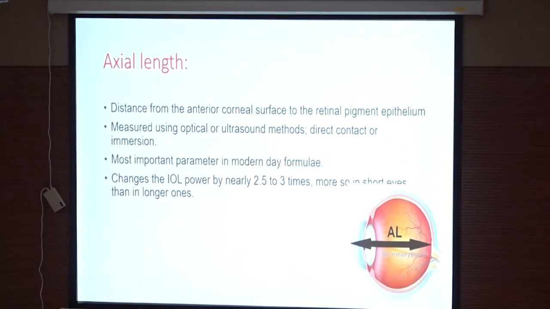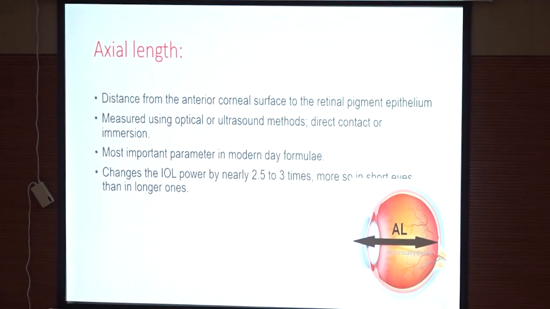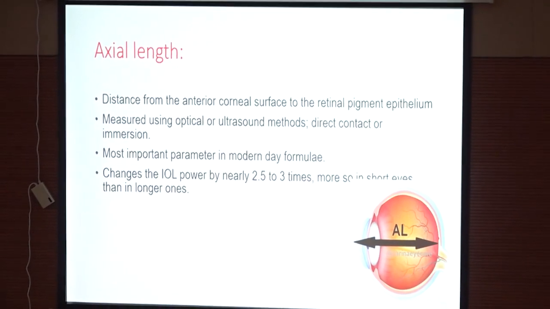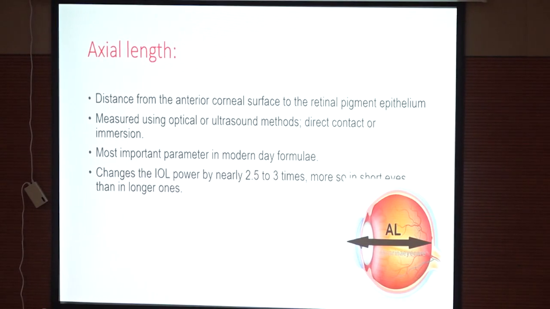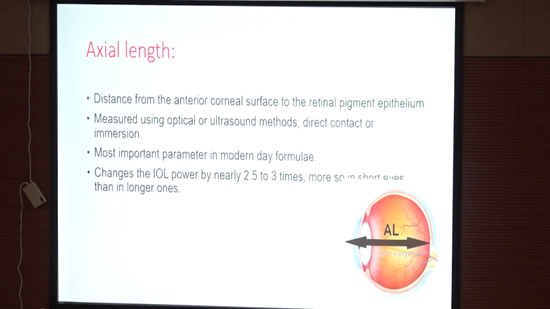The axial length can be defined as the distance from the anterior corneal surface to the retinal pigment epithelium, and it is measured using optical or ultrasound methods, which can be further of direct contact or immersion methods. It is the most important parameter in modern day formulas because any error in measuring axial length can cause an IOL power error of nearly 2.5 to 3 times, and this is more so in short and long eyes.